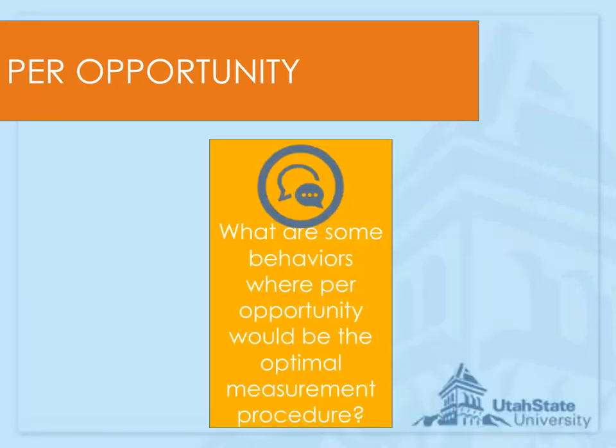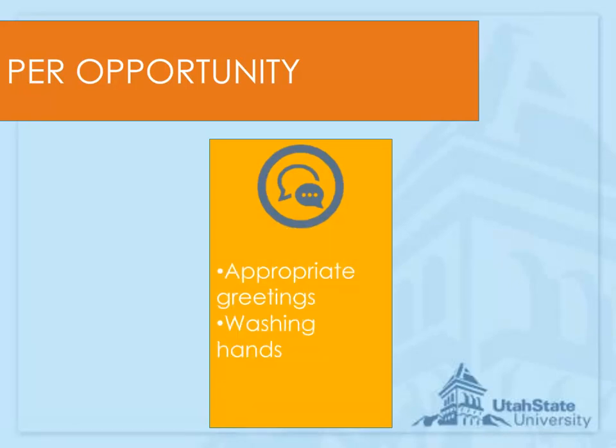What are some behaviors where per opportunity would be the optimal measurement procedure? 2 examples would be appropriate greetings and hand washing. Generally, you only have 1 chance per person you meet to appropriately greet them. Frequency or rate would be a bad measure for appropriate greetings because a decrease in the rate may only be due to the number of opportunities you have to greet people.